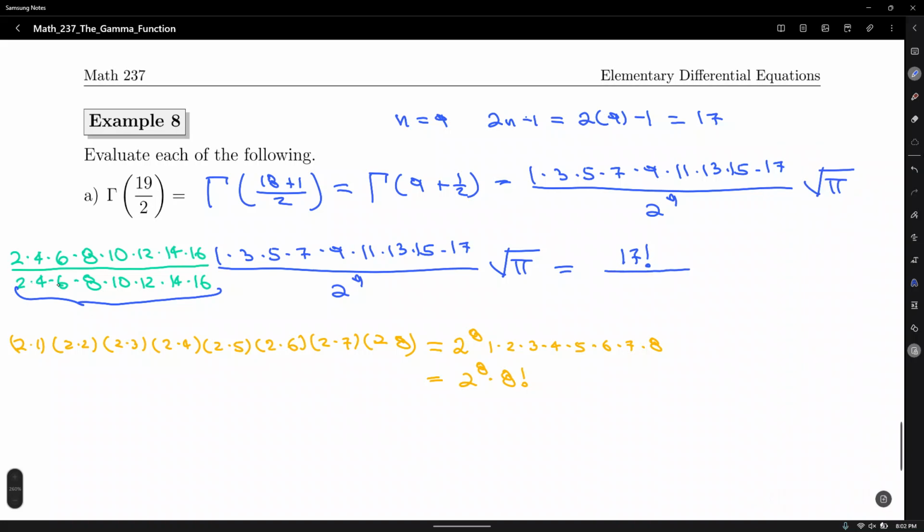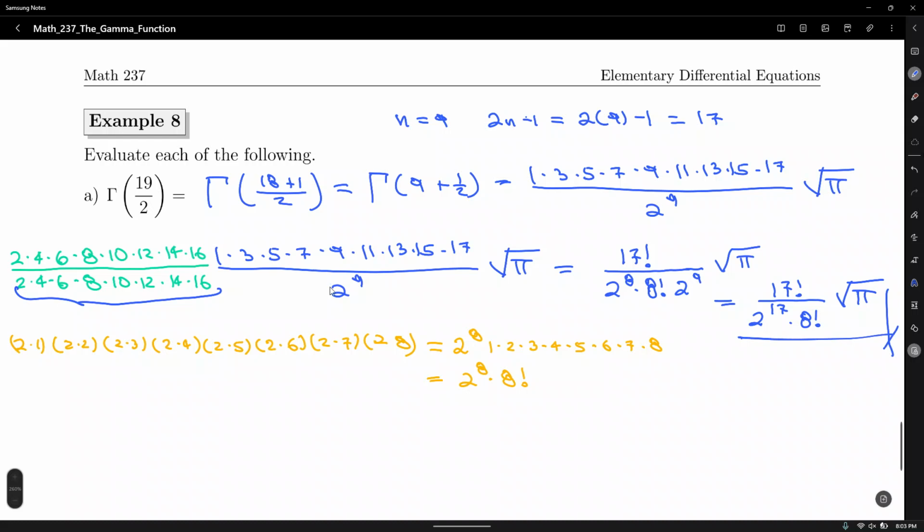All right, so let's go back to the original number right here. I'm going to write this quantity that I wrote in yellow as 2 to the 8 times 8 factorial. And then don't forget this 2 to the 9, which is times square root of pi. So combining the powers of 2, that'll leave us with 17 factorial in the numerator, and then 2 to the 17 times 8 factorial, square root of pi rather. So that'll be the result of the gamma of 19 halves.